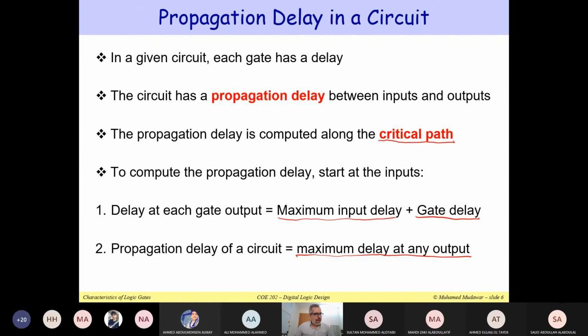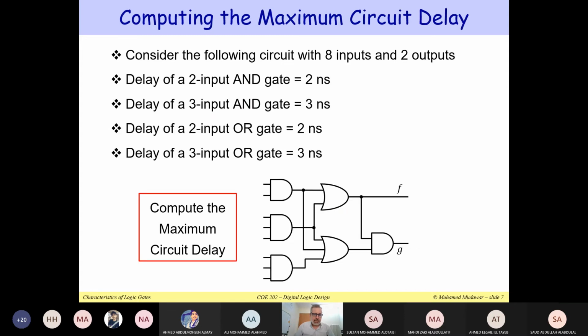Okay, I'm going to show you an example. Of course, this is just a description of the propagation delay. Let us take a look at this example. Now, in this example, some of these gates are AND gates. Some of them are 2 input, 3 input. You can see here I have 3 inputs. Here also I have 3 inputs. This is only 2 input.